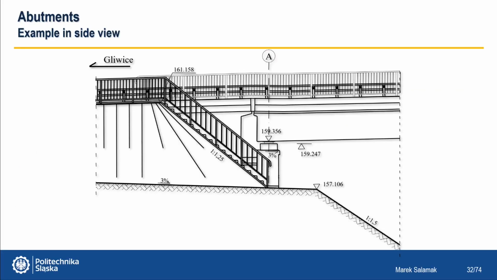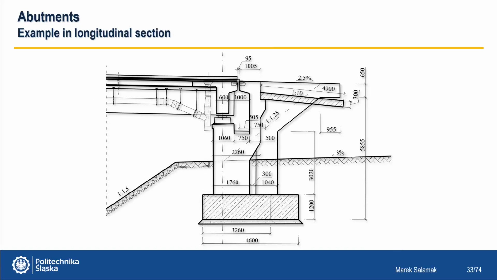Another example of an untypical abutment with a chamber for inspection of bearings and expansion joints and a partially supported wing. First in the side view, and now the same abutment in the longitudinal section.